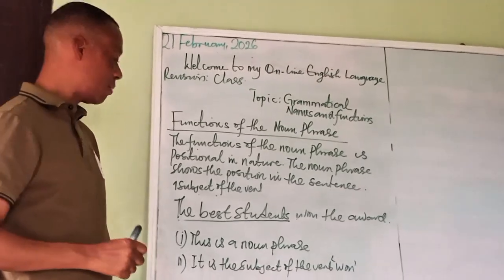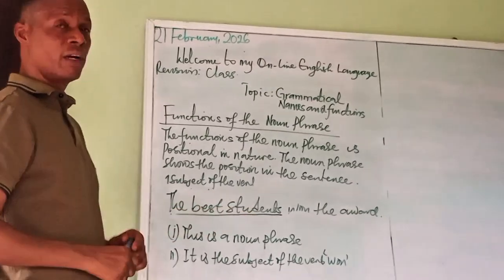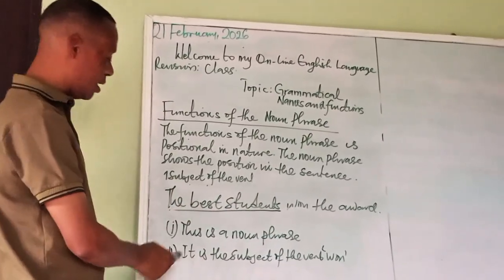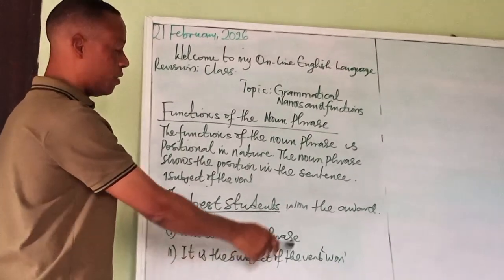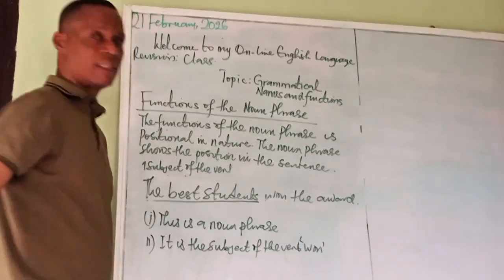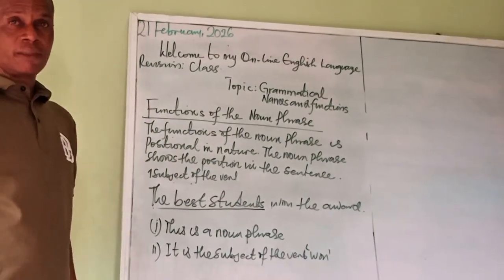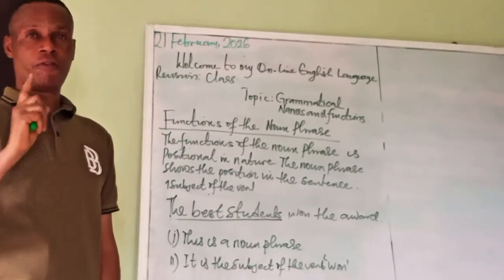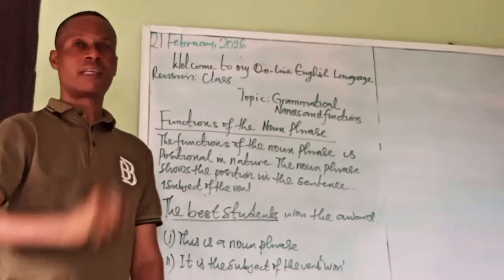And that is how you answer your question in any WAEC examination. So the underlined words is a noun phrase, and what you say is that this is a noun phrase, and it is the subject of the verb won. You are expected to put your verb in inverted commas. Don't forget, noun phrase performs positional function.